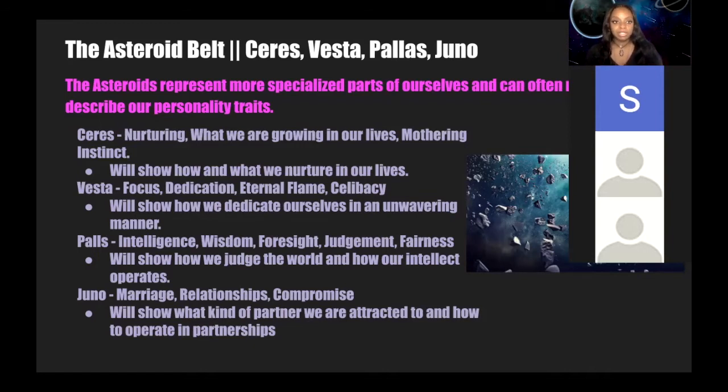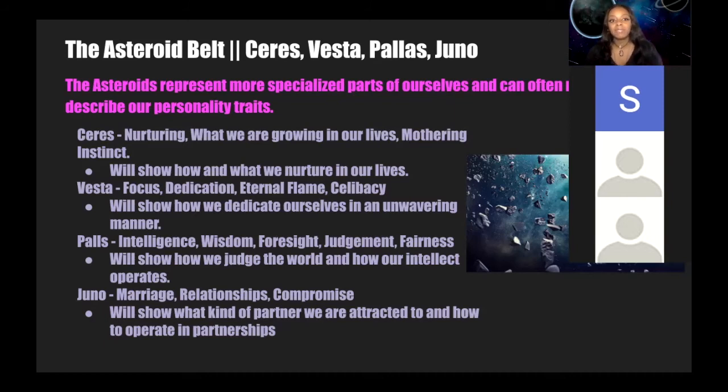So Ceres represents nurturing, what we are growing in our lives, and our mothering instinct. Ceres has a very interesting mythological story about Demeter and Persephone, I believe it's called in Greek mythology, where Demeter, which is Ceres, is the goddess of the earth, and she becomes really sad when her daughter Persephone goes underground with Hades. As a result, she no longer nurtures the earth, so the leaves fall, and that's how we get fall and winter. So that's the mythology there. It's about nurturing the things in our lives that are important to us, and how we can feel lost and not fed and not nourished when we don't focus on the things that are important to us.